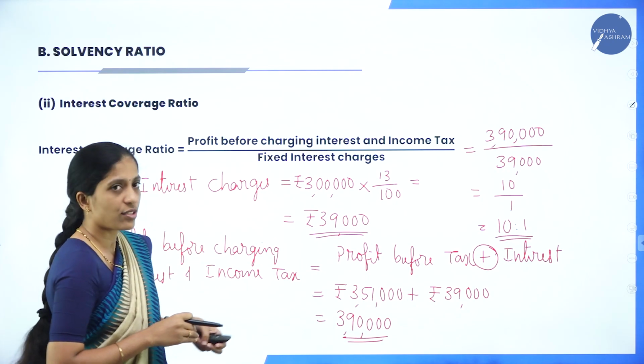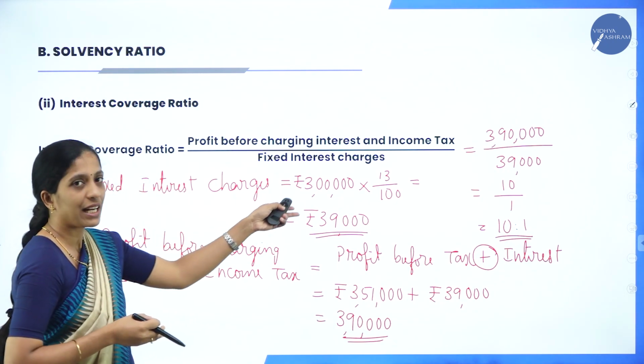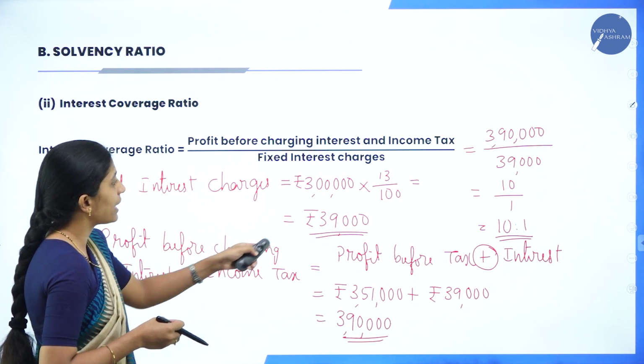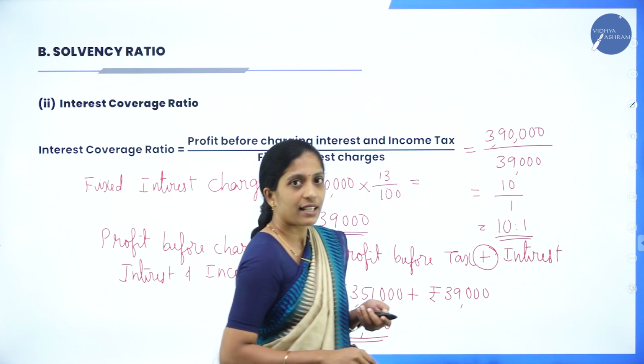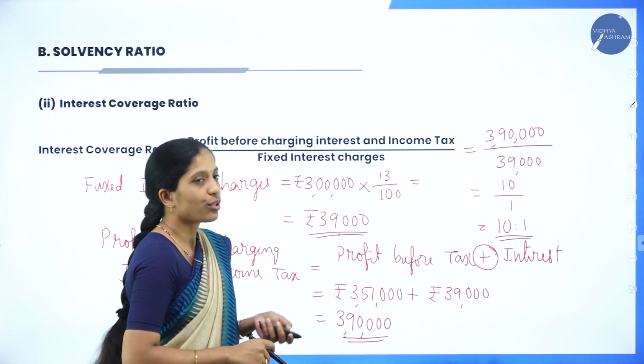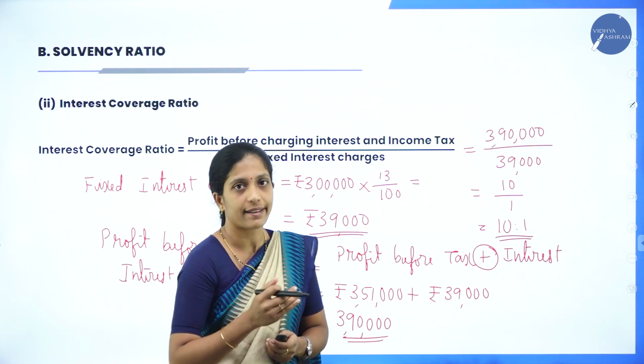We know fixed interest charges are calculated on debentures. So, debenture value was 3 lakh into 13%. So, you will get 39,000. Now, we will apply the formula 3,90,000 divided by 39,000. So, that is 10 divided by 1, that is 10:1 or 10 times.